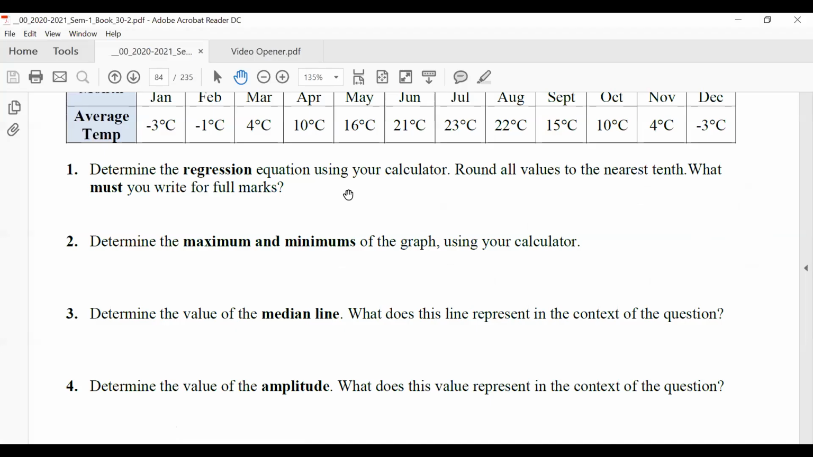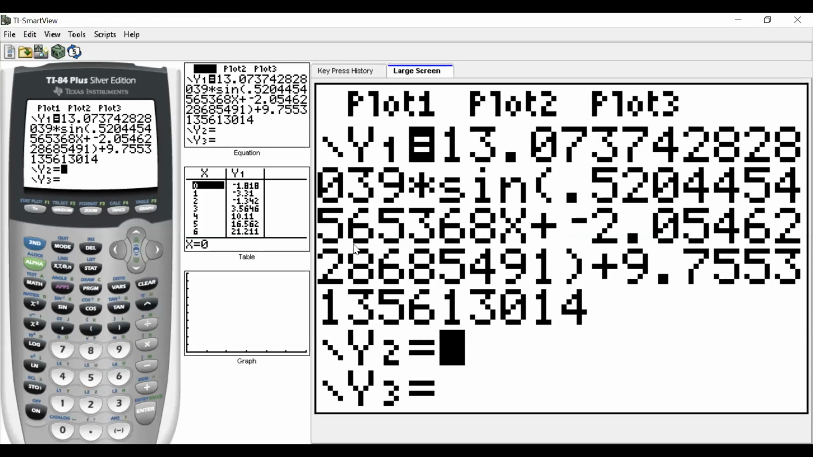Determine the regression equation using your calculator, round all values to the nearest tenth. Okay, so what are we going to have here? We're going to have 13.1 sine of 0.52x minus 2.1, plus 9.8. Okay, let's go write that down.